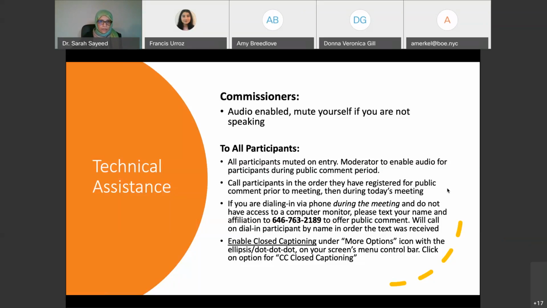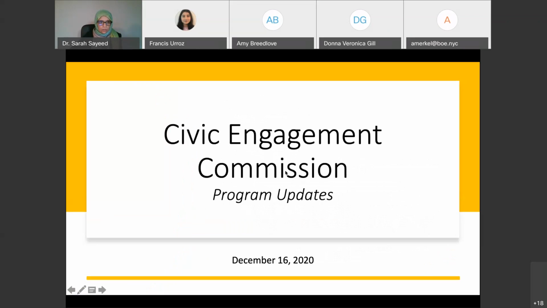And then there's the option, if you need closed captioning, under more options on WebEx. Under the more options icon, which you get to by seeing the three dots on your screen next to the smiley face icon, you can click on that and you will be able to enable the closed captioning. So thank you for those brief tips. And then let's go to what is next?